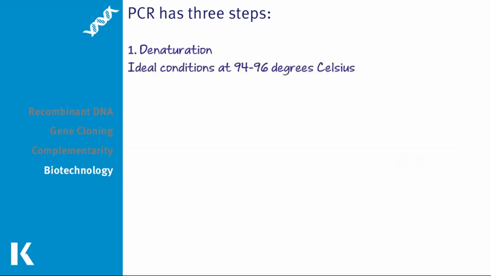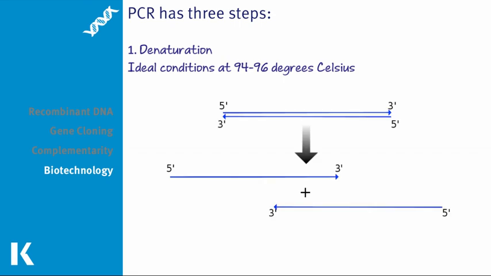The first step of PCR, denaturation, is when the original parent strands of DNA are separated from each other. This is where very hot temperatures come in. After being heated to between 94 and 96 degrees Celsius to allow the hydrogen bonds between the parent strands to break, the DNA is cooled to allow the second step to take place.